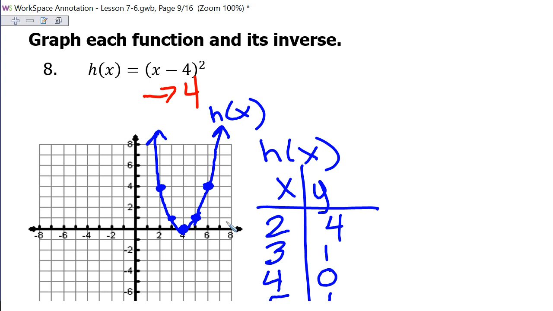I'm just going to look at those points, flip it mentally, and then plot that point. So do a mental flip. So here, 2, 4. When I flip it, what would it be? 4, 2. So plot a point at 4, 2. 3, 1. When I flip it, what would the point be? 1, 3. 4, 0. When you flip it, it's 0, 4. The next point, 5, 1. When we flip it, what would it be? 1, 5. Next point, 6, 4. When we flip it, it would be 4, 6. Then connect your points.